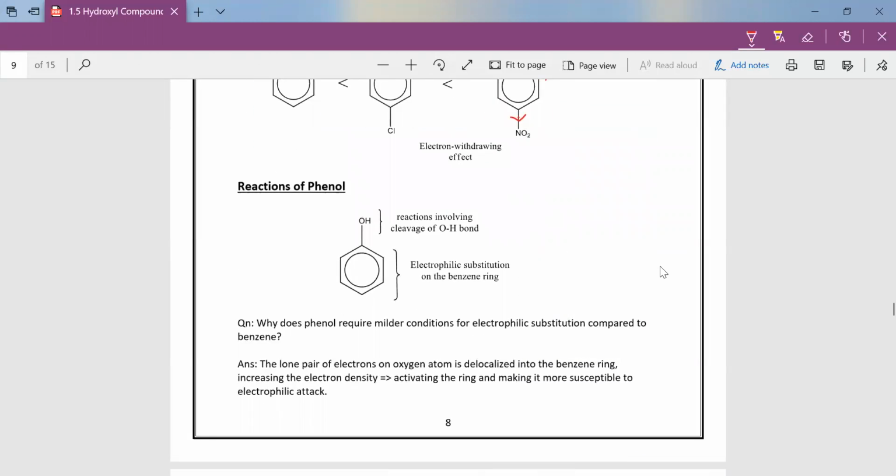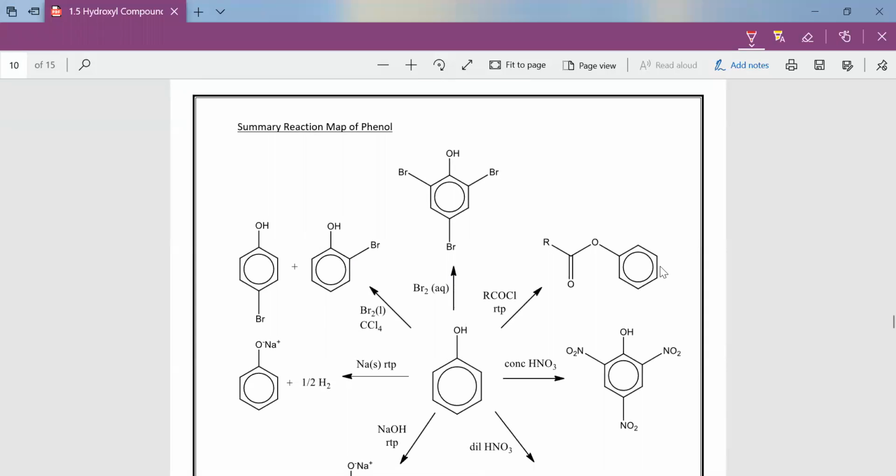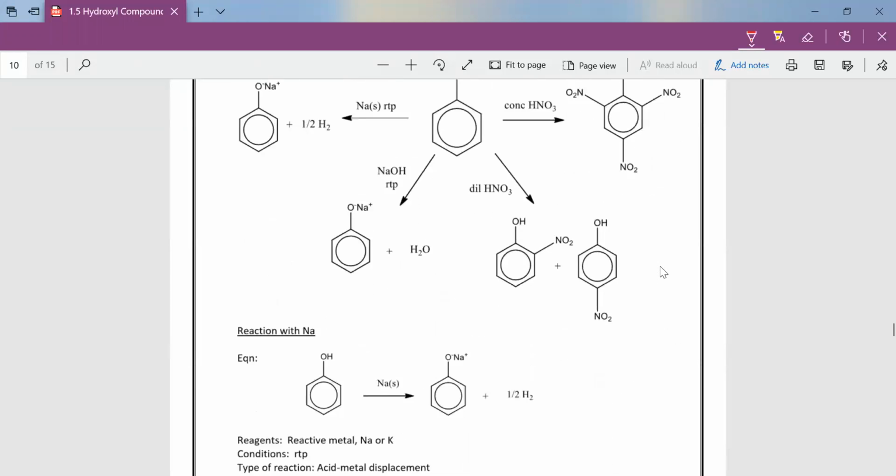Okay, reactions of phenol: basically you can have some on the OH bond and some on the ring itself. The question, why does phenol require milder conditions for electrophilic substitution on the ring? It is because the lone pair delocalizes into the ring and increases the electron density, thus activating the ring and making it more susceptible to electrophilic attack. Okay, so this is just a summary.